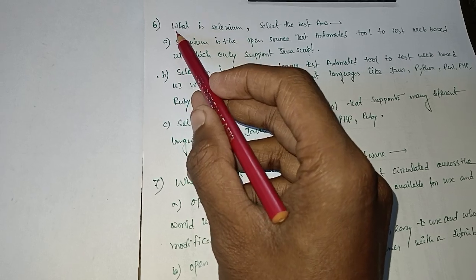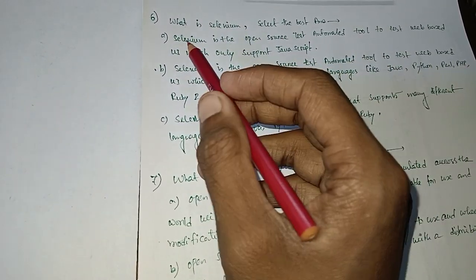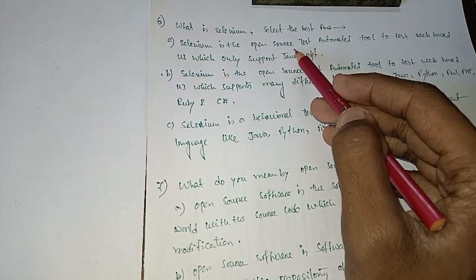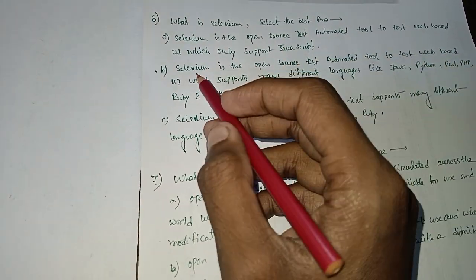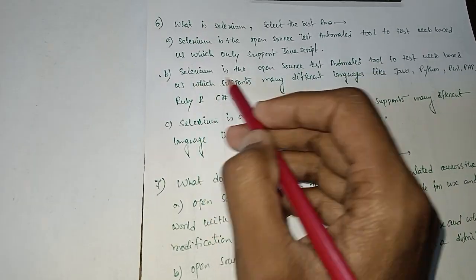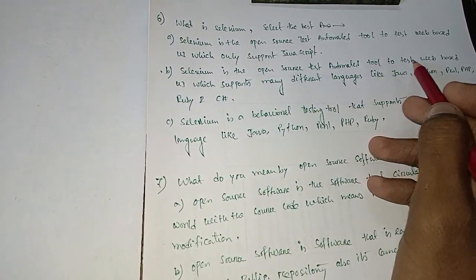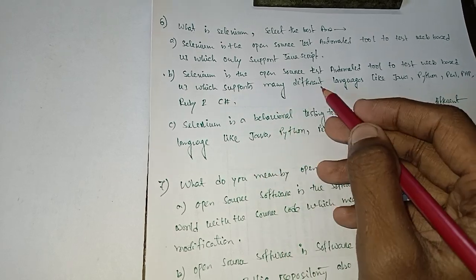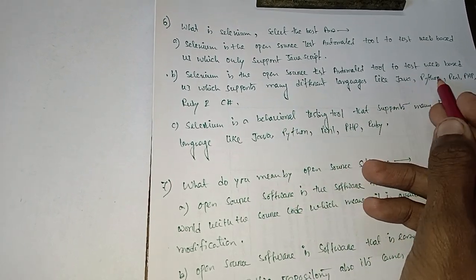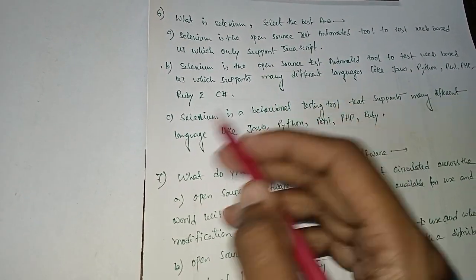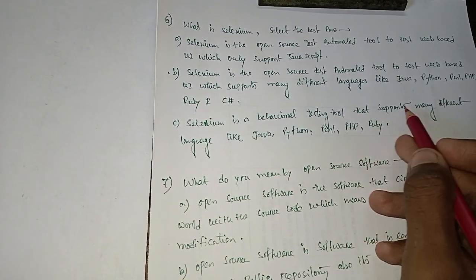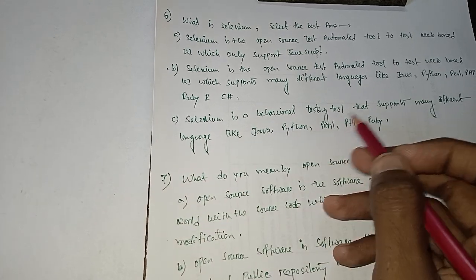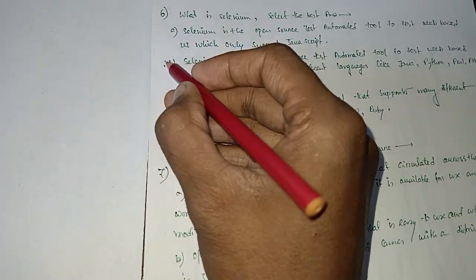So question number 6 is: what is Selenium? Select the option. So, Selenium is an open source test automation tool to test web-based devices. Only supports JavaScript. Selenium is an open source test automation tool for web-based devices that supports many different languages like Java, Python, Perl, PHP, Ruby, etc. And the third option is Selenium is a behavior testing tool that supports many different languages like Java, Python, Perl, Ruby. So the correct option is option B.